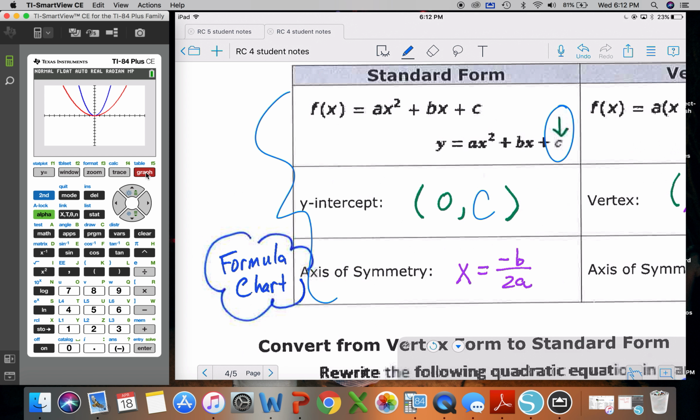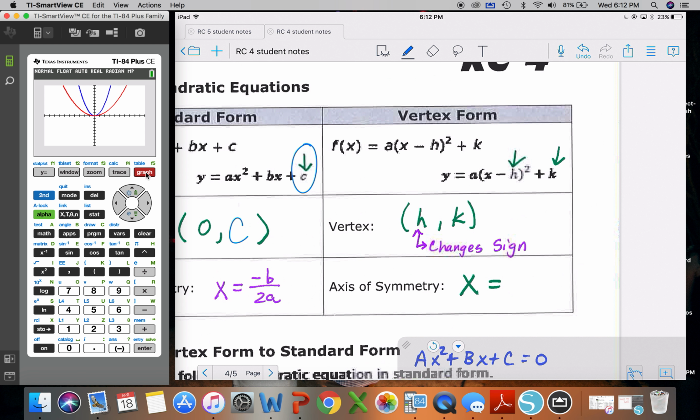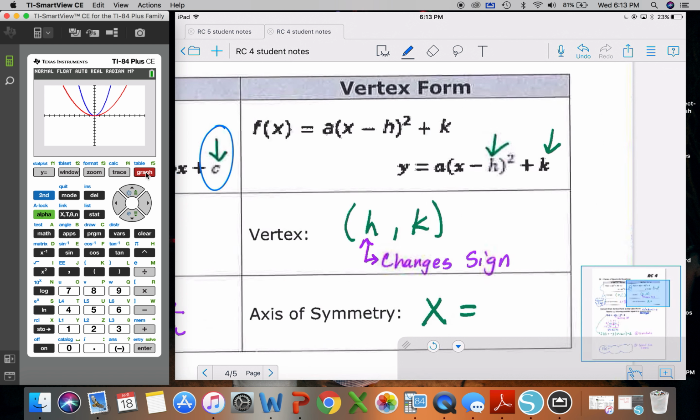Vertex form is the one that's easiest for us to use for transformations, but that one is not on your formula chart. So if they ask you a question about it, they most likely are going to give you the information, like they would give you the formula, and then tell you they want you to change a or h or k. They'll tell you what they want you to change. Remember that your vertex is the point (h, k), and notice h is negative in your formula, but changes to a positive. So this one changes signs. And then your axis of symmetry is x equals h.